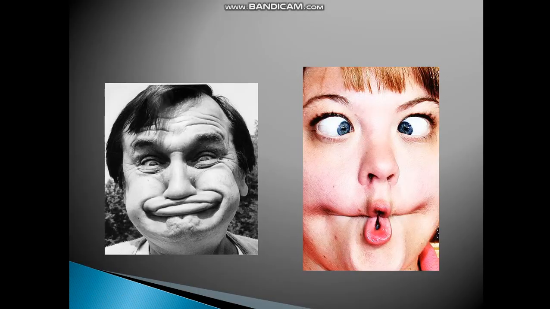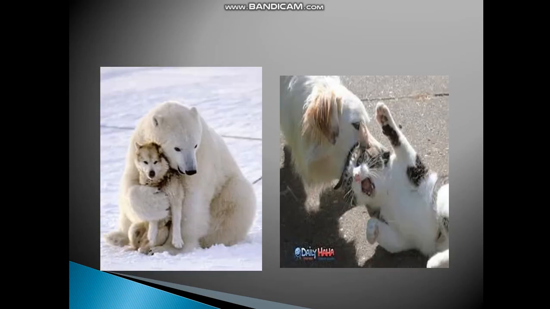Are you ready? Okay. Write one simple sentence describing any of these pictures. Okay. Now look at these two different pictures. I want you to write one compound sentence describing these two pictures.